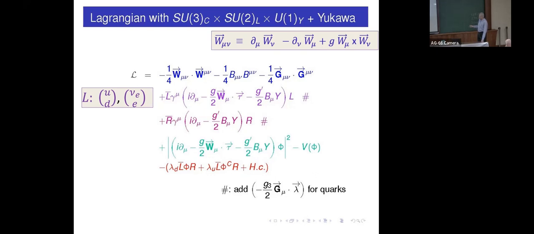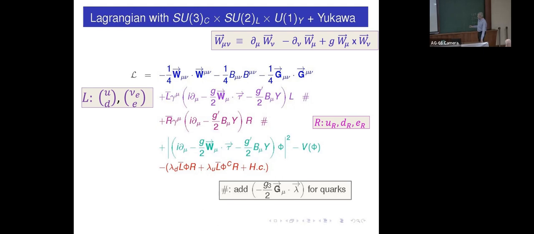U and D also are charged under strong interactions, but not to worry. All that you have to do is add another term inside the bracket, which is minus g_3/2 G·λ, the Gell-Mann matrix. So this takes care of all the left chiral fermions. Similarly, the next line takes care of all the right chiral fermions. So this R, for example, can be a right-handed up quark, a right-handed down quark, or a right-handed electron. And of course, if you have quarks, then you have to add this term because quarks are charged under SU(3).